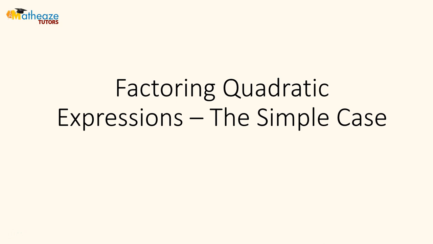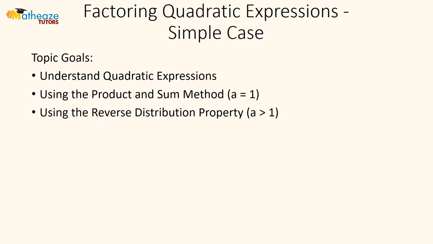In this lecture, we'll look at factoring quadratic expressions, and this is going to focus on the simple case. Now, we're going to start off by understanding what quadratic expressions are. We're going to use the product and sum method, where the coefficient of x squared, a, is 1, and then we're also going to look at the reverse distribution property method, where a is greater than 1. Once we get into the video, you'll understand the concept of a, what a really stands for.